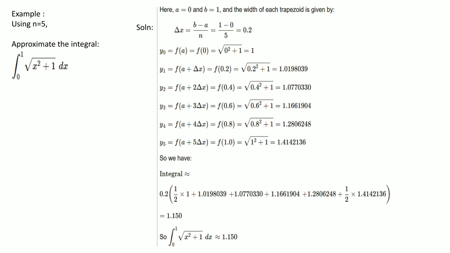Now here in the solution, a is your initial limit, which is 0, b is the final limit, which is equal to 1, and you have to find the width of each trapezoid, delta x, which is common for all trapezoids. Delta x is equal to b minus a upon n. b value is 1, a is 0, so 1 minus 0 divided by n, which is 5. So we are getting the value of delta x as 0.2.